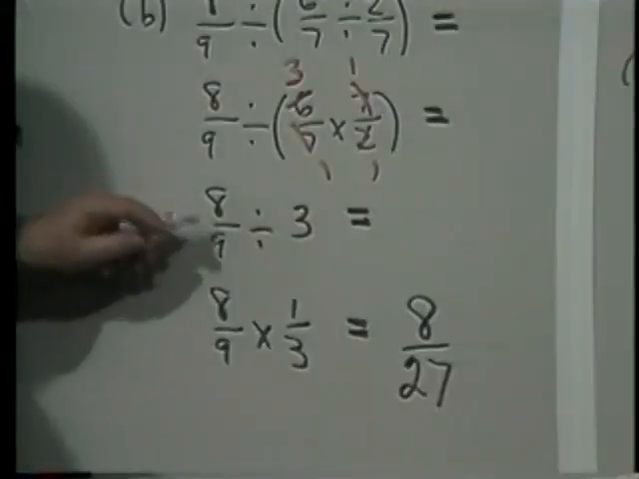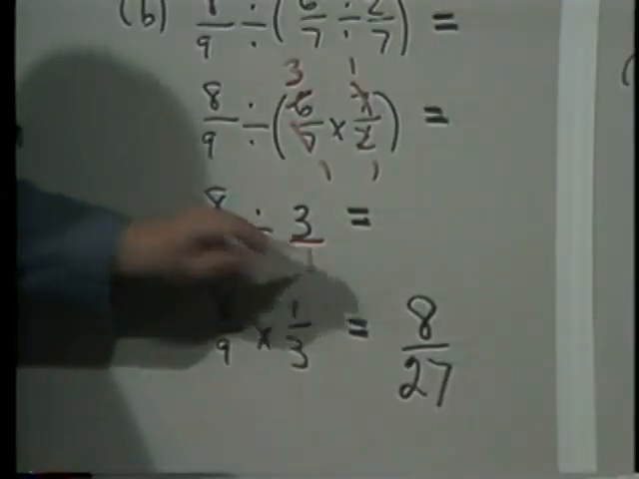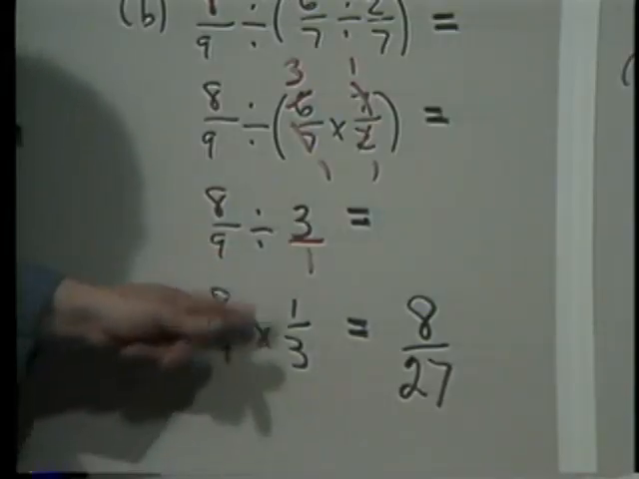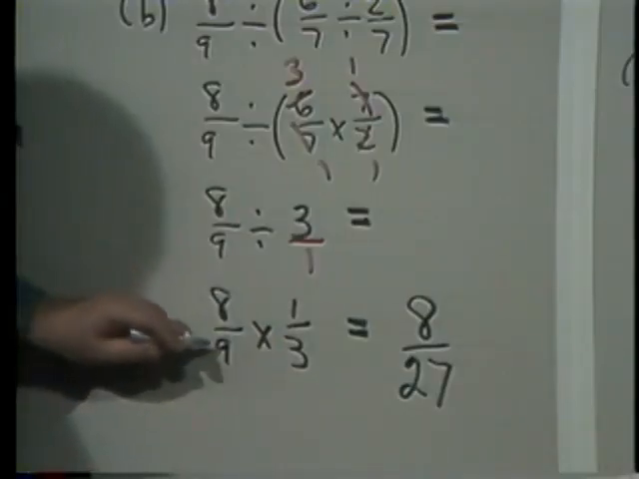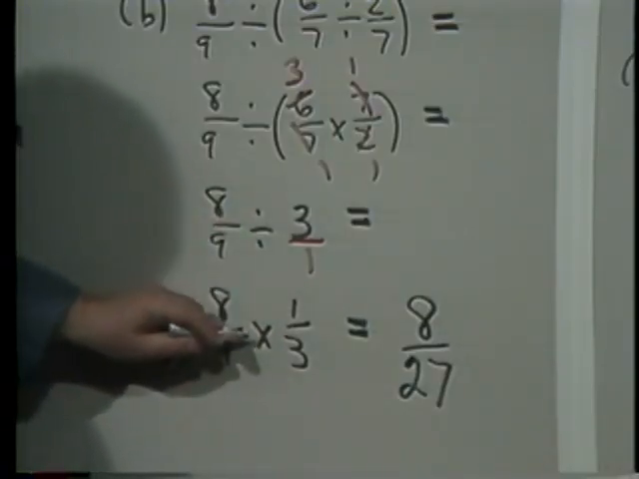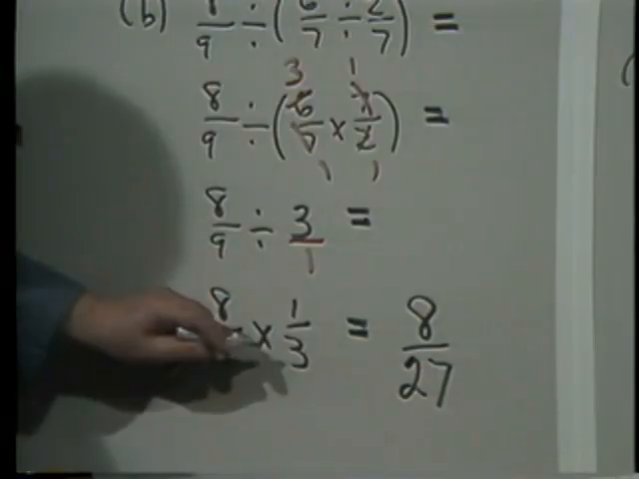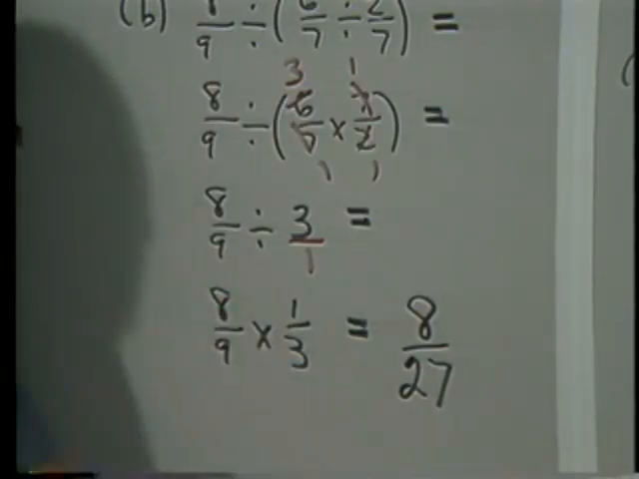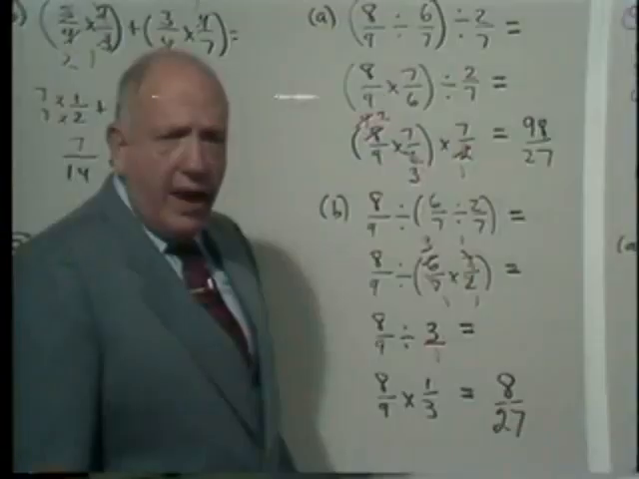So now we have what? 8/9 divided by 3, which is the same as 3 over 1. How do you divide by 3 over 1? You multiply by 1 over 3. So we leave the 8/9 alone, change the division to a times, and we invert, okay? And then we get what? 8/9 times 1/3 is 8/27. 8/27, okay?